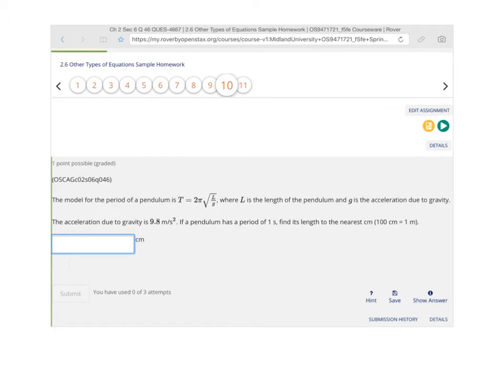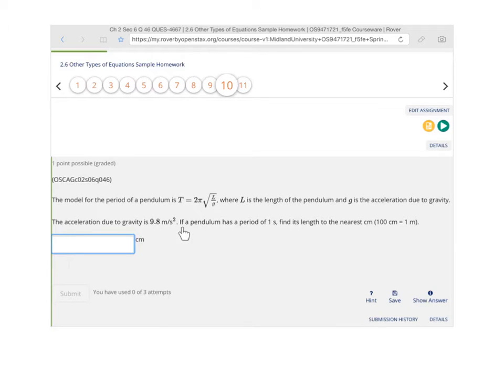So in this model, T means the time, the period. And L is the length of the pendulum. And G is the constant for the gravitational force. So G is the acceleration due to gravity, and this G is a constant. It's usually, when we use meters and seconds, 9.8. So this G is given as 9.8.